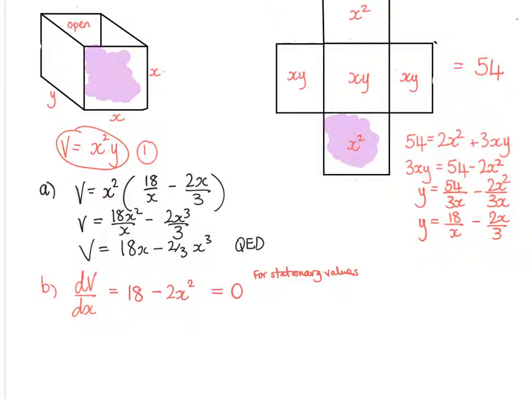From that we can solve. So we get 2x squared is equal to 18. X squared is equal to 9. So x is equal to the square root of 9. And because we're dealing with a length, then we need that to be 3. It'll be 3 centimetres.